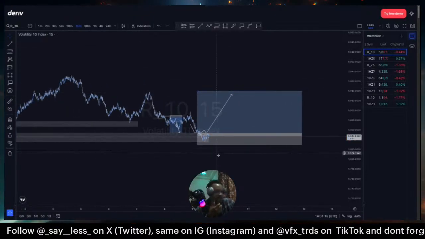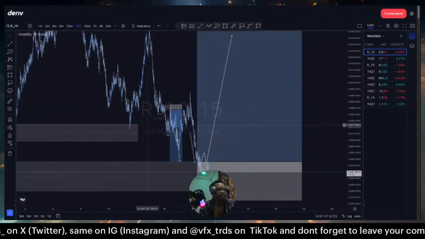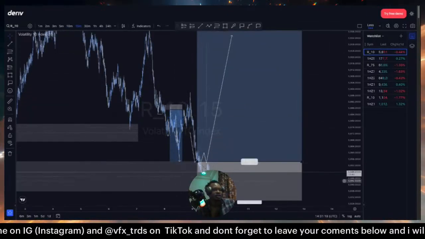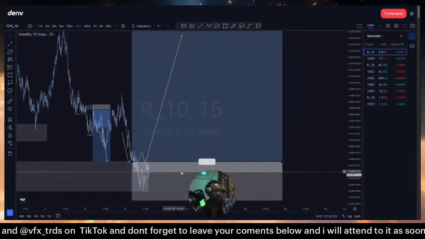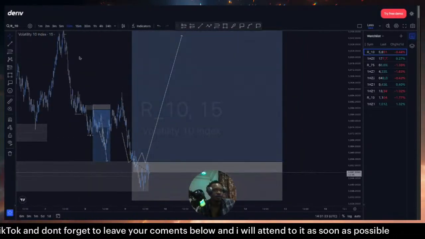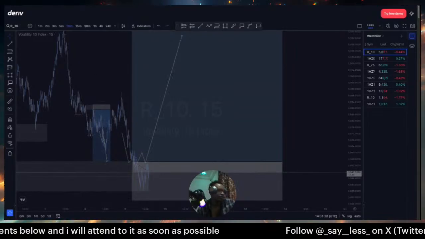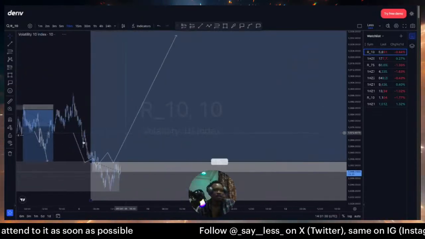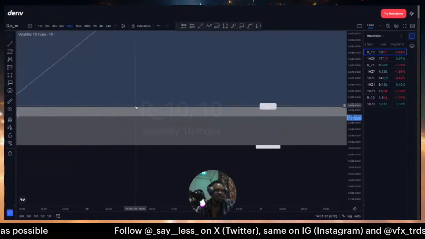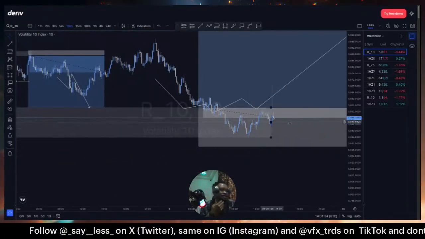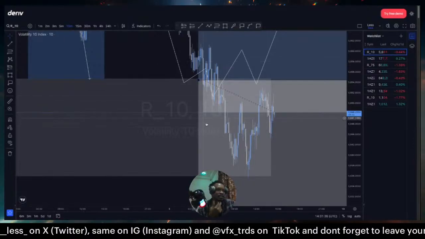Do you remember yesterday when we were talking about this particular thing, that the market might decide to drop down to this level before going up? Yeah, well, that is what we are seeing now. Around that zone, we are seeing an internal change of character here. So I might engage in a buy for Volatility Index 10.